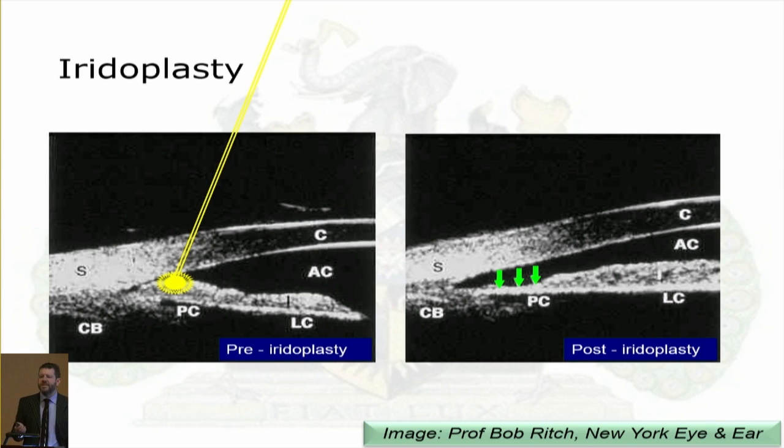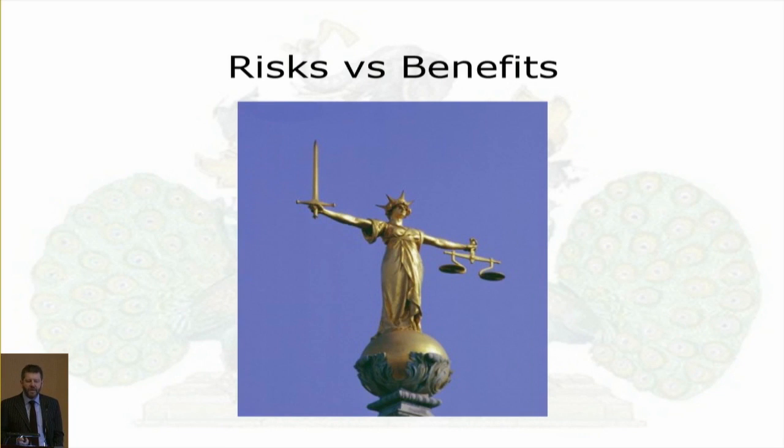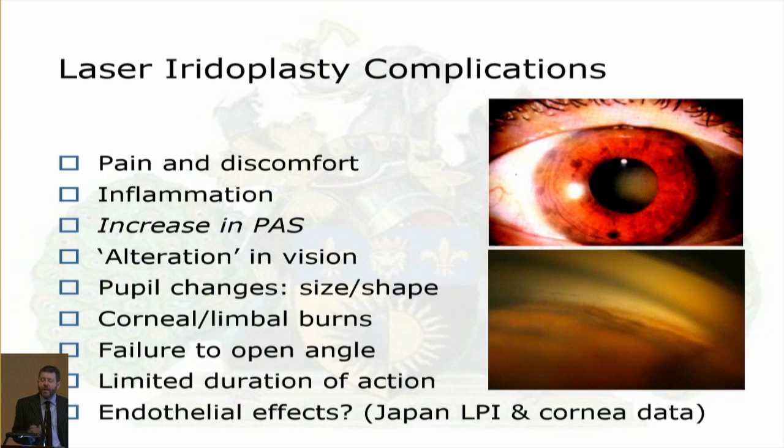So although Bob Ritch in the 90s was treating everyone with iridotrabecular contact, and even in the UK some people were doing that, we've moved away from that now. Peripheral argon laser iridoplasty, when you look at the risks and benefits, is probably something that we shouldn't be doing for most of our patients, however much we want to intervene, because of the complications. Not just the pain and the discomfort, but also the inflammation, and specifically an increase in peripheral anterior synechiae.